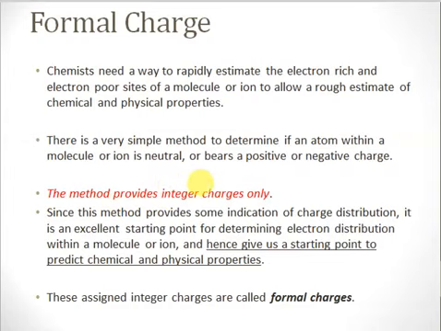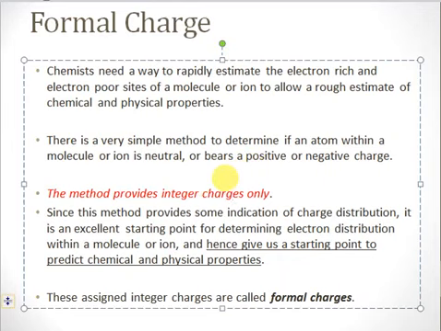So integral charges only appear in the case of ions, but since we are taking a rough estimate, we cannot calculate the exact fractional values by this method. What we'll get are integral charges, full whole numbers. So this method provides some indication of charge distribution, and by this method we can find the electronic distribution within a molecule or ion, right?